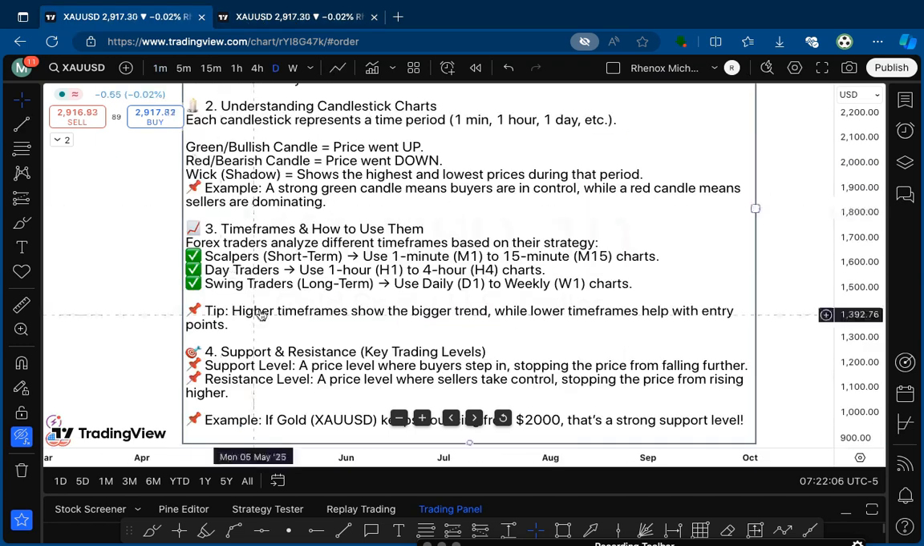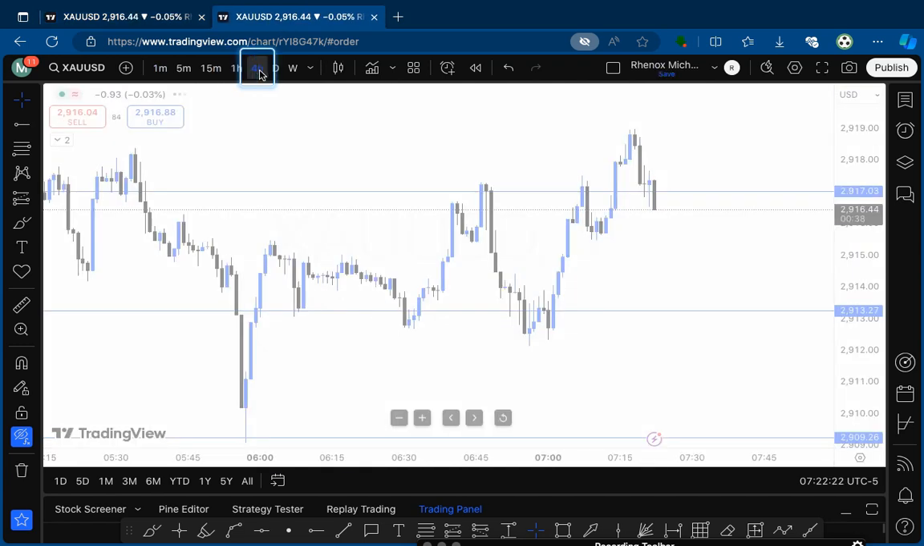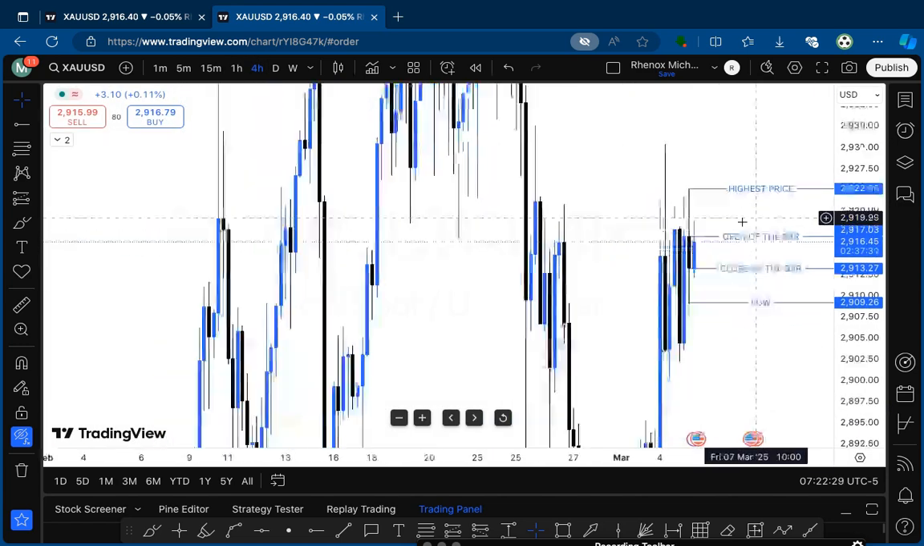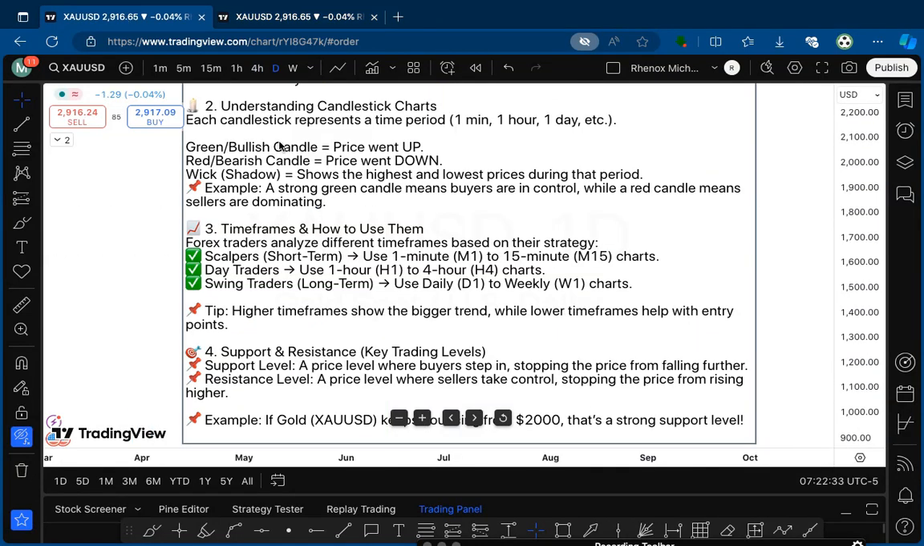Okay, now higher time frames. Now this is a tip for you guys. Higher time frames show the bigger trend, while lower time frames help with entry points. So this is a key point that you should hold in your mind, guys. The higher time frames, which is probably from the 4-hour, daily, the weekly, those time frames are for finding out where price is headed long term. They show you how far price is headed for a very long time.